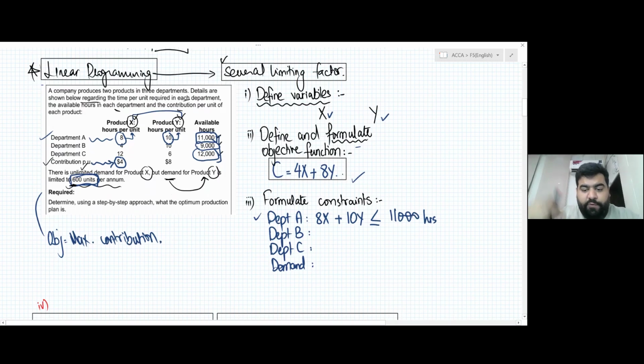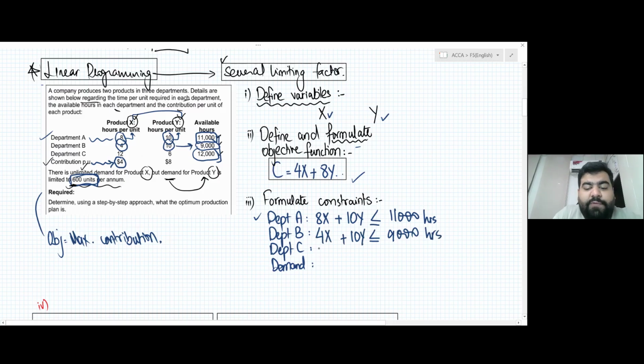Second formula, just think in your mind. What will be the second formula for department B? Are you thinking this one? 4x plus 10y is less than or equal to 9,000. If you are thinking this formula, you are right, because 4x plus 10y is less than or equal to 9,000. You can use 9,000 or less.